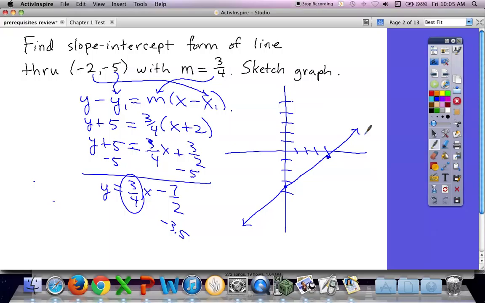Now, if instead you just said, well, I'll sketch this point, negative 2, negative 5, right? 1, 2, go down to negative 5, and then I'll use the same slope. That's okay as long as you use some point and the slope.